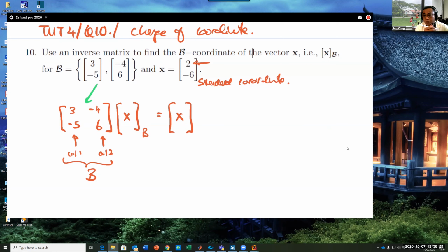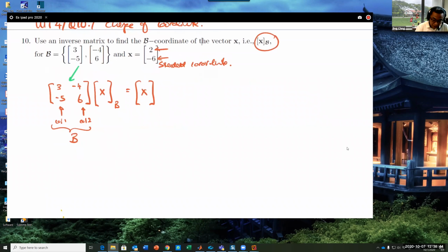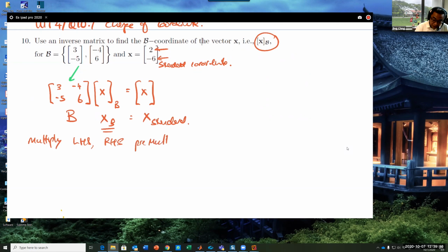We are moving 2 steps along the x-axis. We are moving minus 6 steps along the y-axis. So once you have that, he's asking you to find XB. Once you have this expression, it is actually obvious that B times XB equals X standard. Therefore, since you want to find XB, what we do is we multiply the left-hand side and the right-hand side. We pre-multiply by B minus 1, the inverse of B.